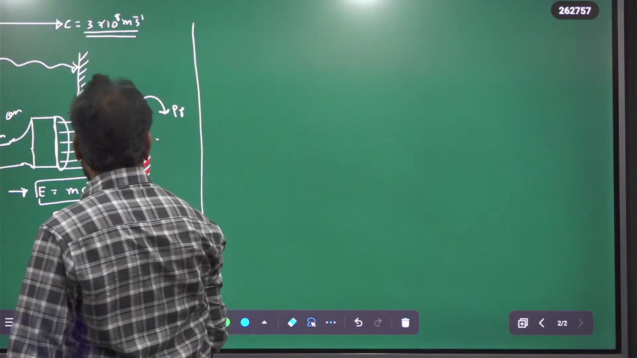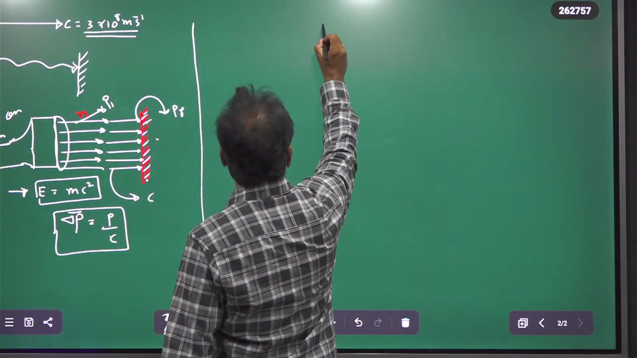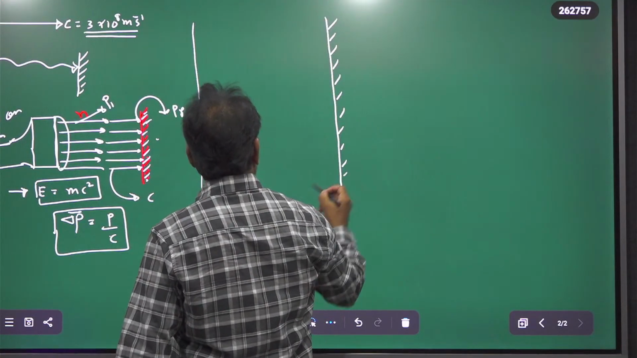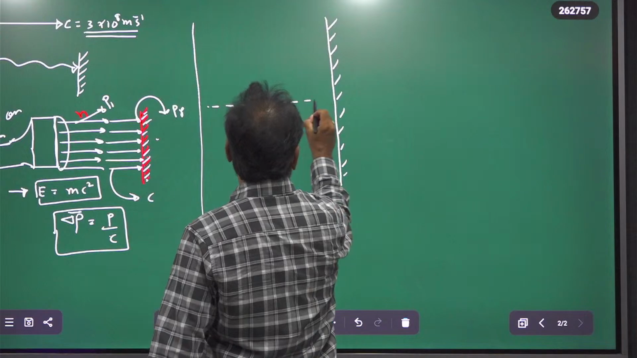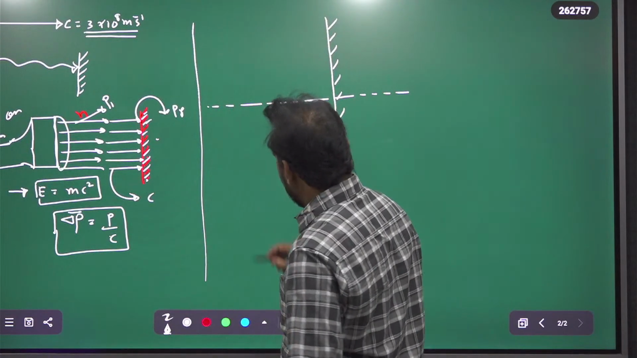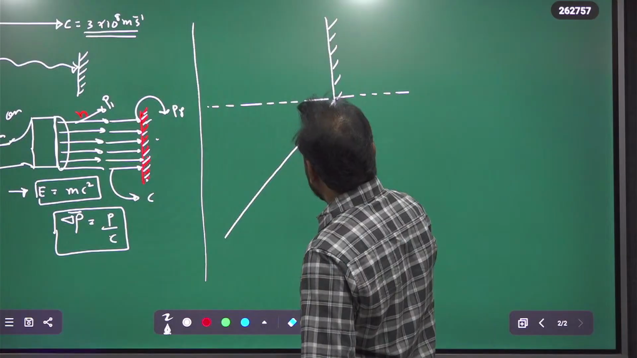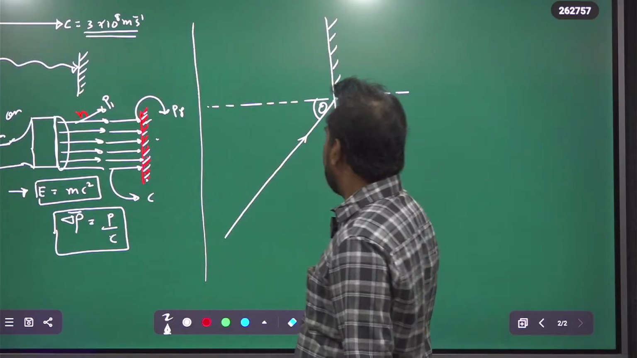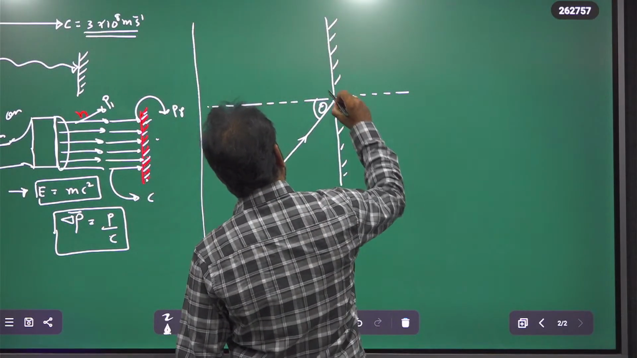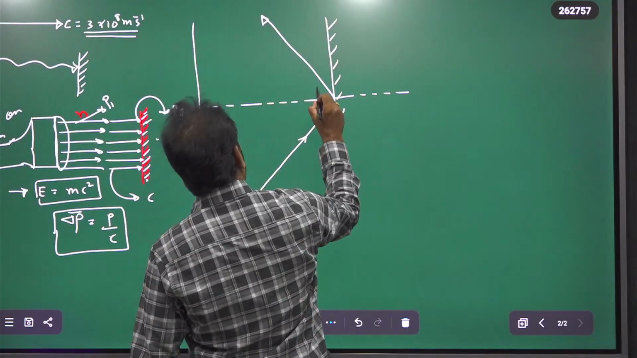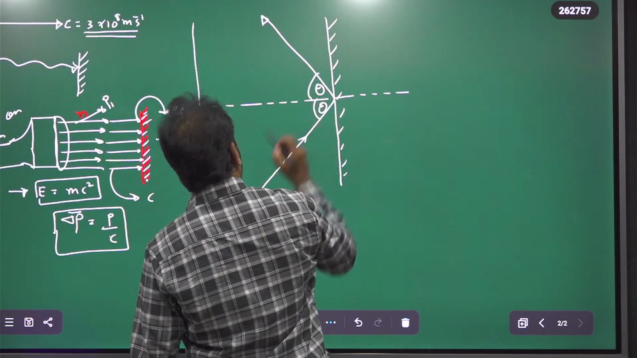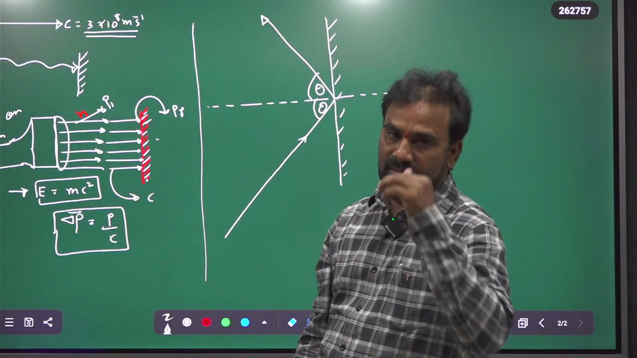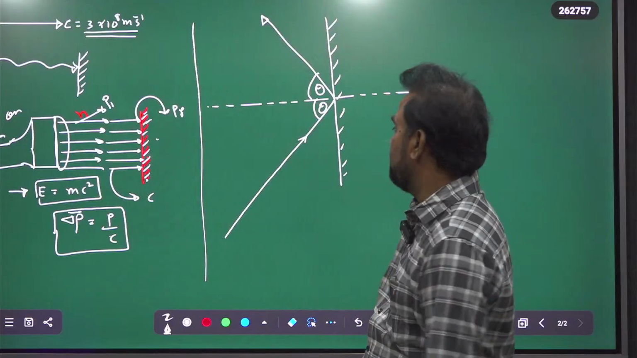Next, see, suppose a photon light is going to be incident on a wall like this. So this is the horizontal direction. When photons are incident on the wall, making some angle theta here, if they are reflected with the same amount of velocity, making the same angle theta, then how much amount of force would they exert per second?